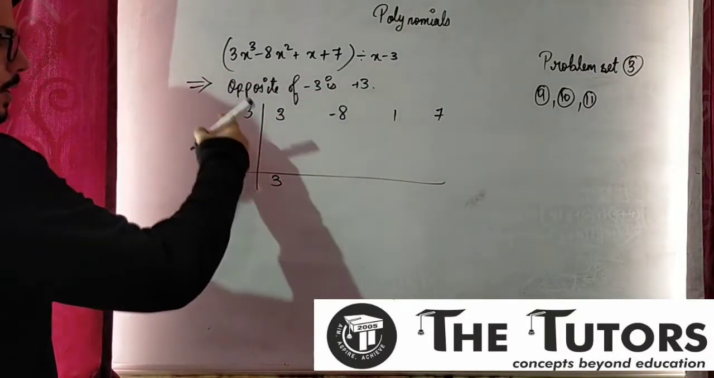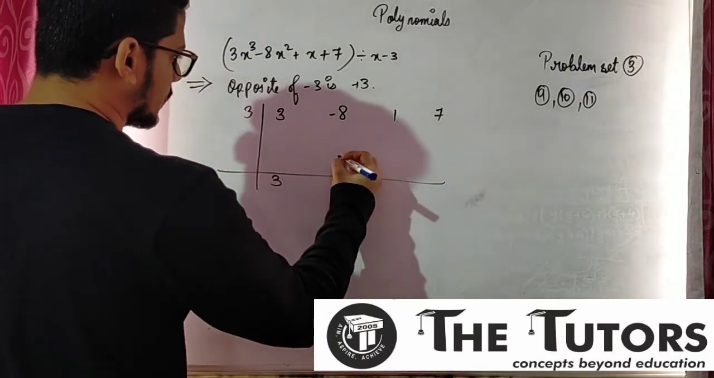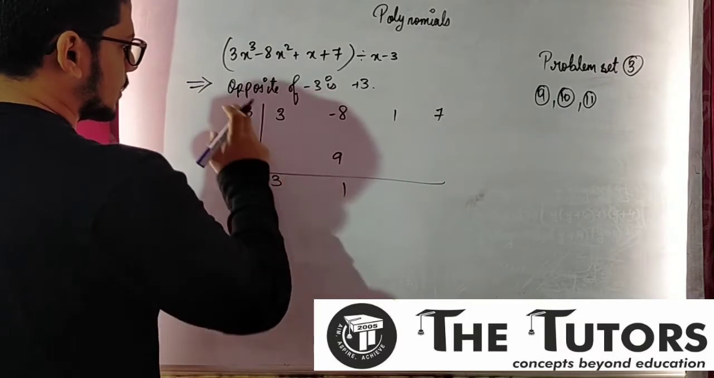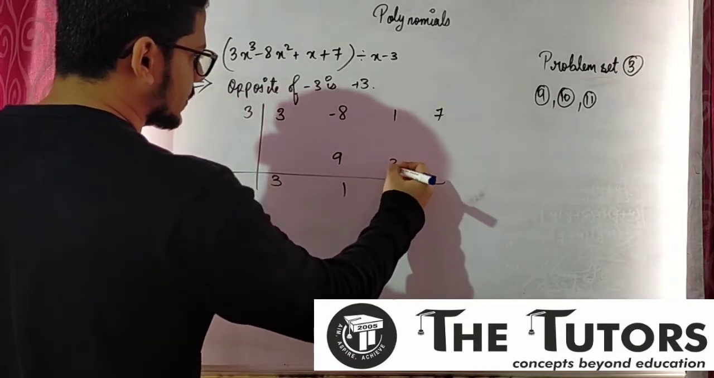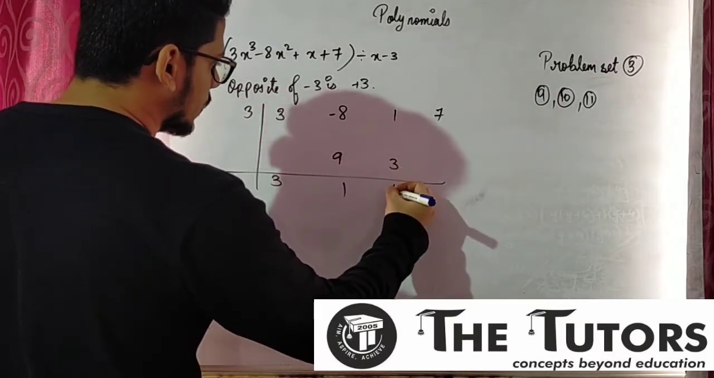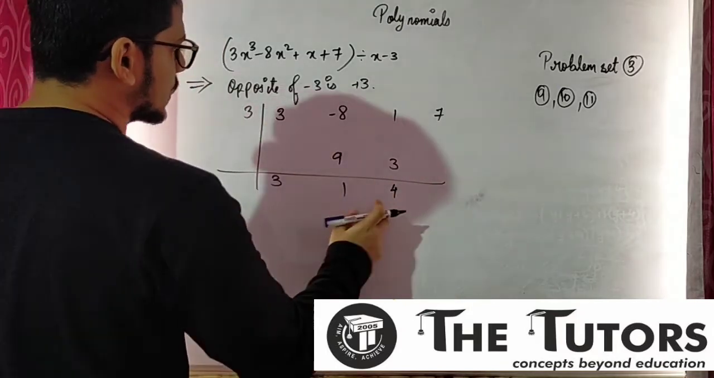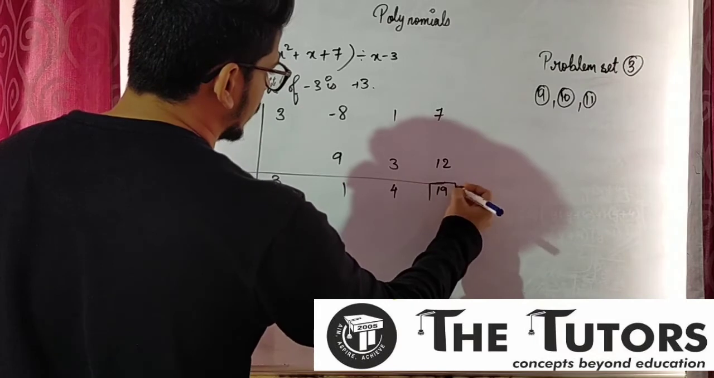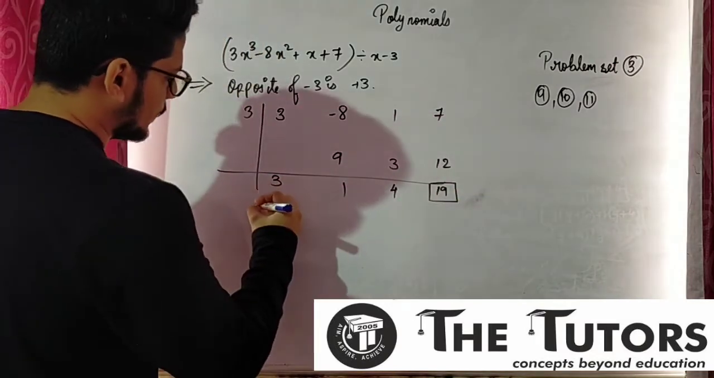फिर से 0. 3 3s are 9, which will be here. 9 minus 8, 1. 3 1s are 3, which will be here. 1 plus 3 is 4. 3 4s are 12. 12 plus 7 gives you 19. So the remainder will be 19.